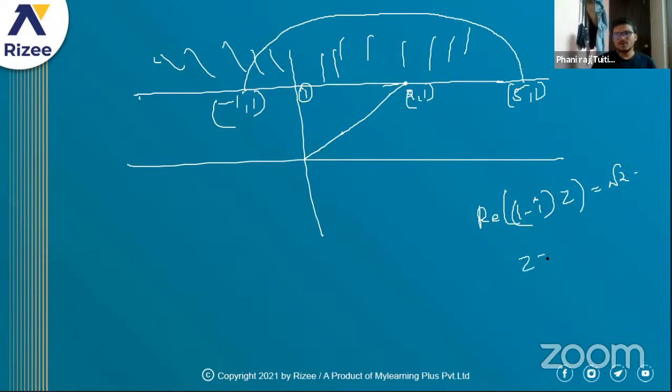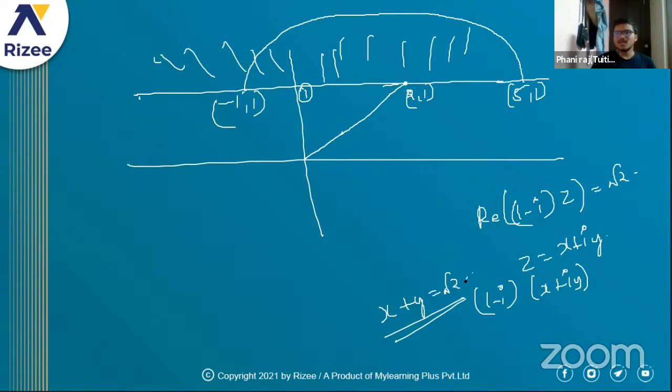If z equals x plus iy, what do you get? (1 minus i) into (x plus iy), this real part must be root 2. So what is the real part of that? x plus y equals root 2. If x and y are the real and imaginary parts of z, the sum of their real and imaginary parts must be root 2. So obviously y equals minus x plus root 2, right?